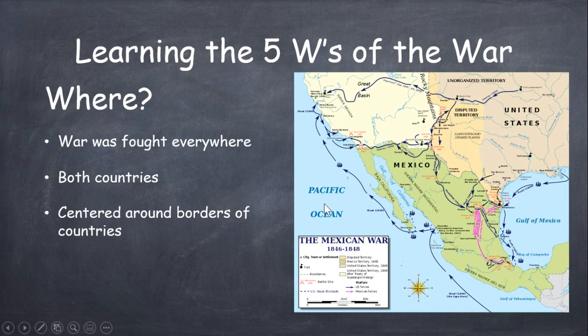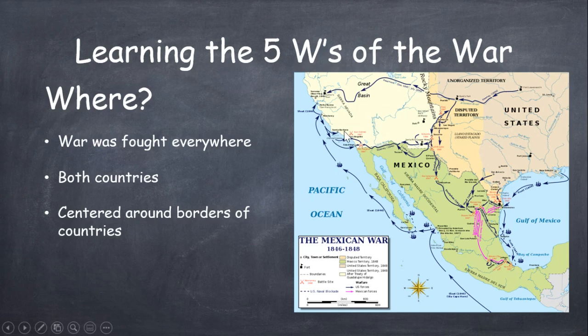It's centered around the borders of the country. So if you look here, the United States, like right here, this is the actual border of Mexico today. It kind of sits around there. The United States went into Mexico. They went as far south as right here. Far south is the Bay of Campeche of the Gulf of Mexico. So they went pretty far south.